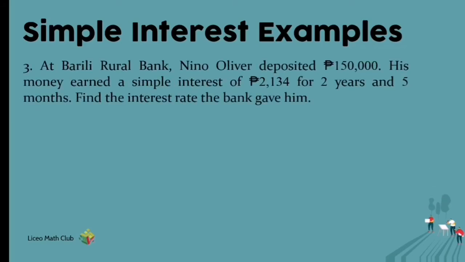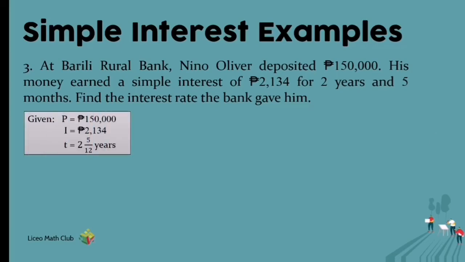At Barili Rural Bank, Nino Oliver deposited 150,000 pesos. His money earned a simple interest of 2,134 pesos for 2 years and 5 months. Find the interest rate the bank gave him. Same process. First, our given: 150,000 pesos is our principal, 2,134 pesos is our interest, and 2 and 5/12 years is our time, which is the fraction form of 2 years and 5 months.